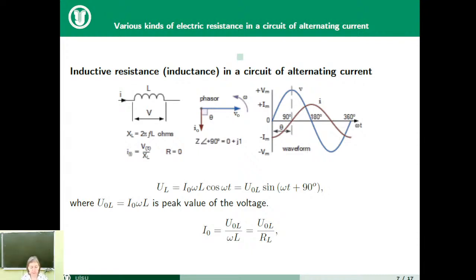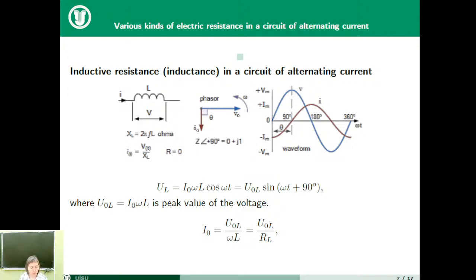And the vector diagram is presented in this picture. You can see the angle between current and voltage, and the two vectors go around with velocity omega, and we can see this shift angle is 90 degrees between the two sine waves for current and for voltage.